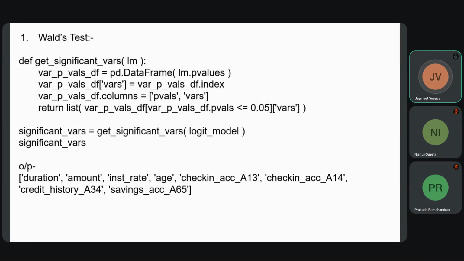When you run this code and run the significant variables on the logit model that we just created, the output would be these 8 columns: duration, amount, interest rate, age, checking account A13, checking account A14, credit history A34, and saving accounts A65. These are the most significant columns according to the Wald test.